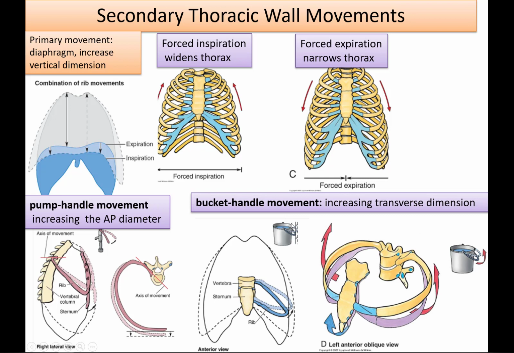In addition to that, there's also a bucket handle movement, very fitting because there's a water pump, so there needs to be something to pump it into. That is a bucket handle. That is the elevation and depression of the ribs, and that will help increase the transverse dimension of your thoracic cage.